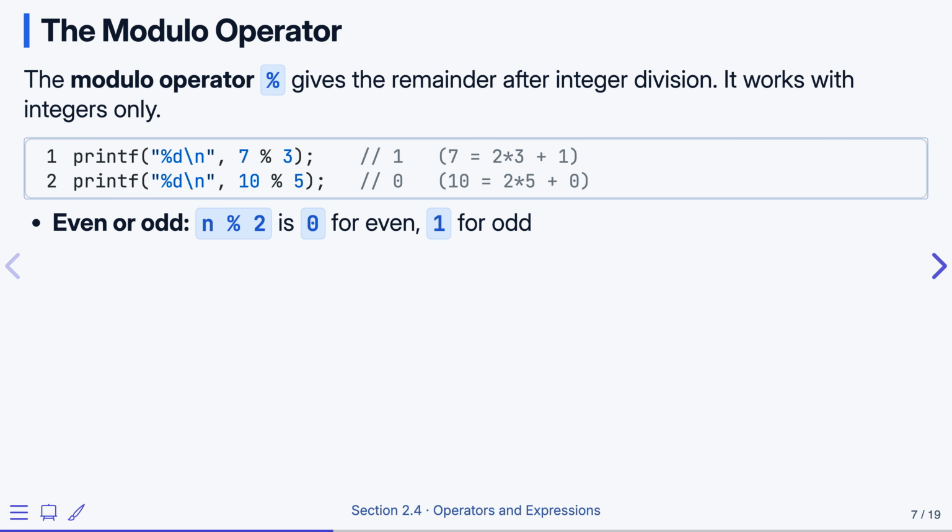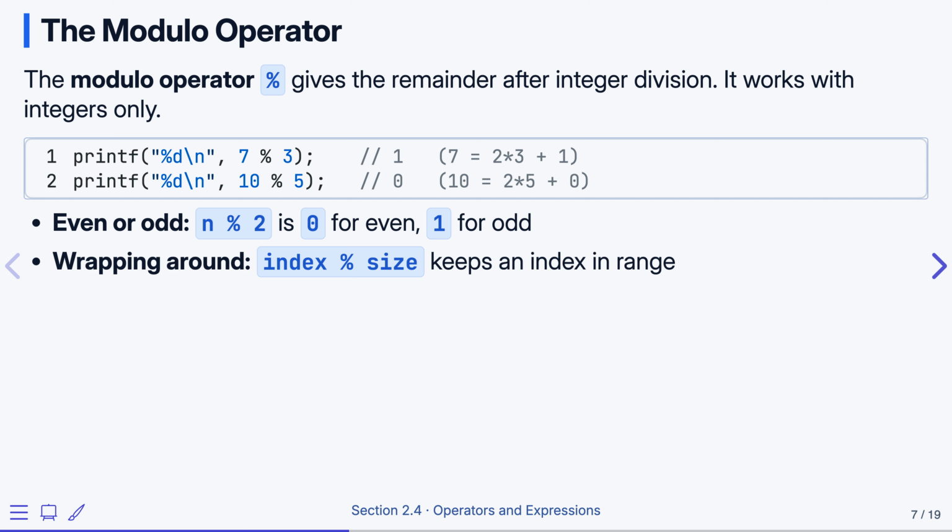Modulo is more useful than it looks. You can check even or odd. A number modulo 2 is 0 when it is even, and 1 when it is odd. You can wrap a value around so it stays in range. An index modulo the size keeps the index inside the array. And you can pull off the last digit of a number. A number modulo 10 gives its final digit.